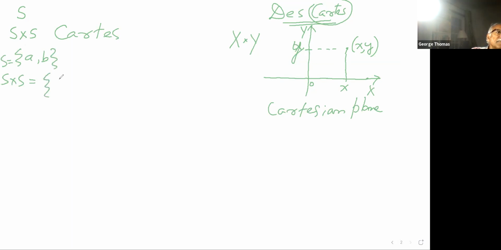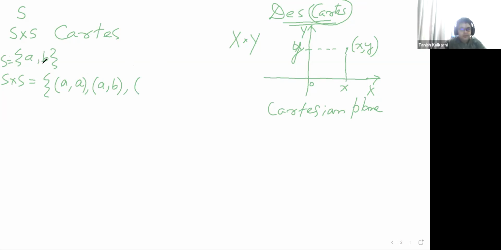It will contain pairs. How many pairs are there from S? I will continue to say cross S. How many pairs? A with A. You can pick A from S. You can again pick the same A if you like. Then you have A with B. Tell me, are we done? We only picked A from this S. What else can we pick? B comma B. B comma, how about B comma A?